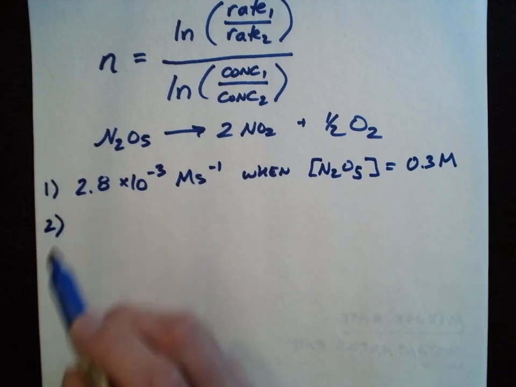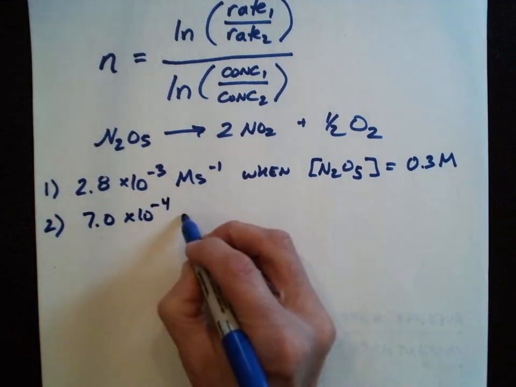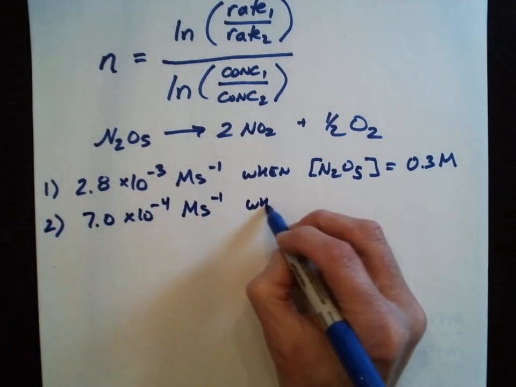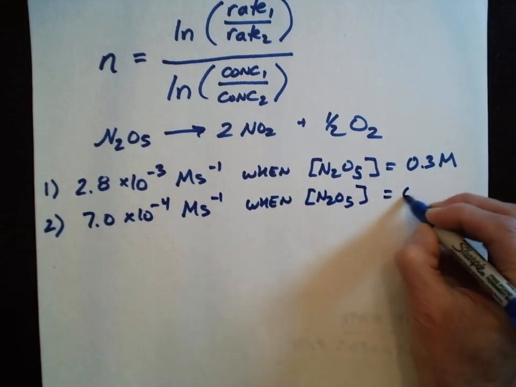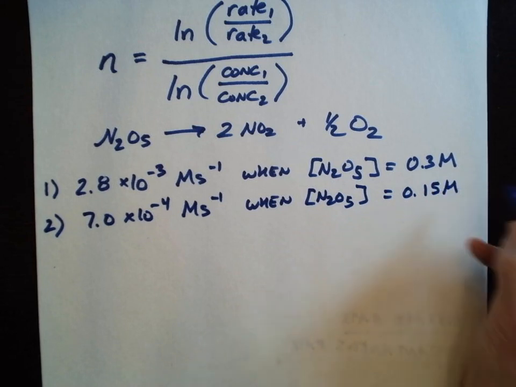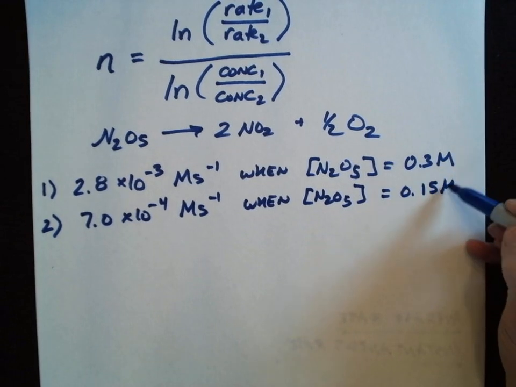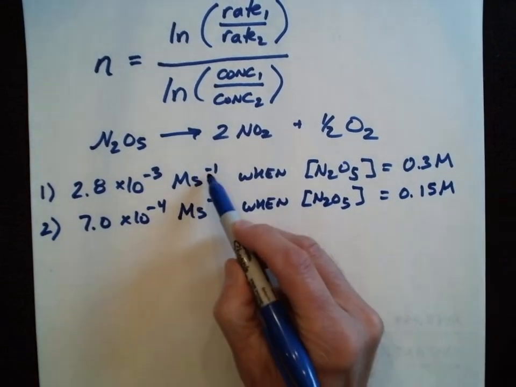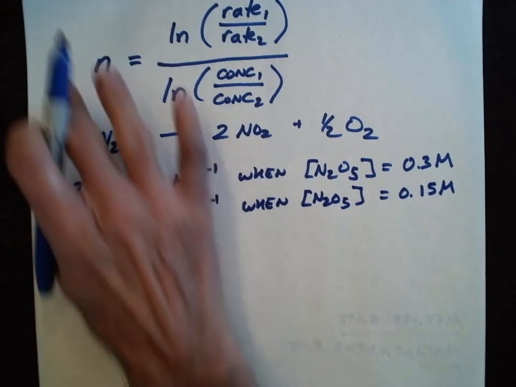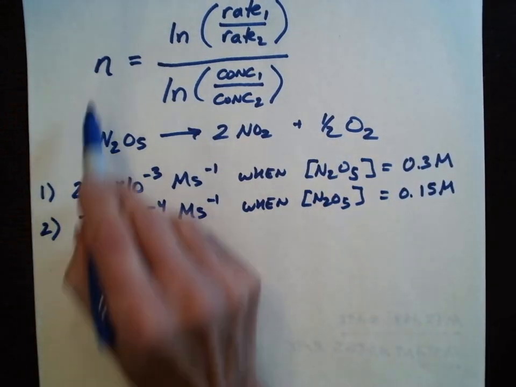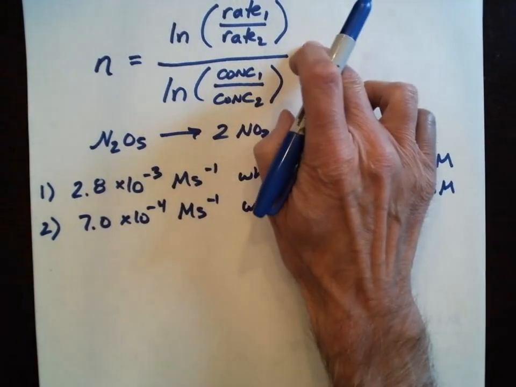And then under condition 2, we notice that the rate is 7.0 times 10 to the negative 4 molar per second when the concentration of N2O5 is equal to 0.15 molar. Now, it's pretty easy to see that this represents a halving of the concentration, but I'm not real sure what is going on here with the rate. So let's use this equation to see if we can't find what the value of n would be for our rate law.